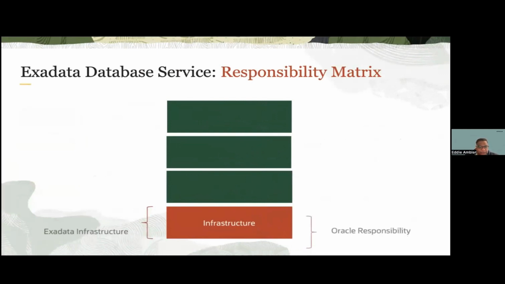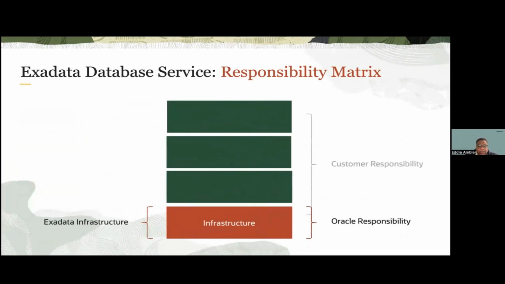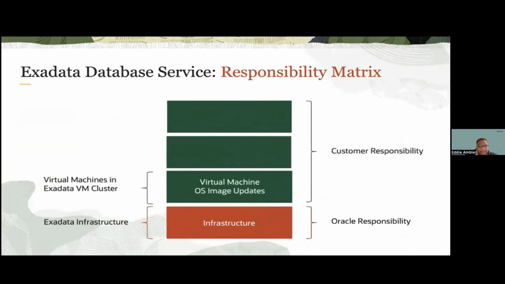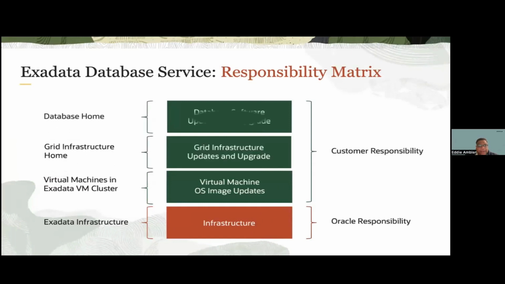The infrastructure patches are Oracle's responsibility. So Oracle will patch that. At the customer responsibility layer, you have the virtual machines in the Exadata VM cluster, which the customers will be able to patch the OS image, and they'll be able to patch the grid infrastructure image, and also be able to patch the database hosts.